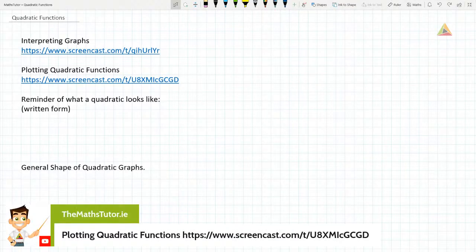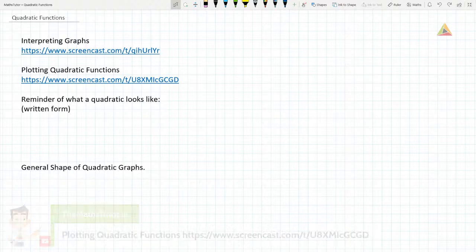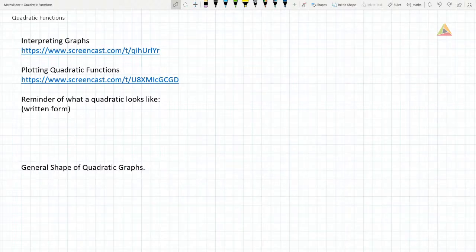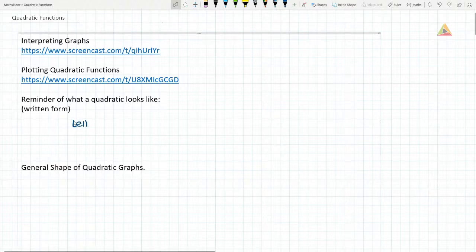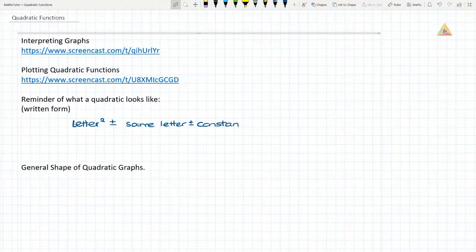So this week we're looking at quadratic functions, and we're going to be looking at interpreting functions. Just to remind you of what a quadratic looks like in its written form. So how will I know that I'm dealing with a quadratic? When I'm dealing with a quadratic, we normally have a letter to be squared, and then we'll have plus or minus the same letter, and then plus or minus a constant. And the constant may not be there. A constant, remember, has no letter attached to it, so it's just a number. The constant may not be there, so I can treat the constant as 0.